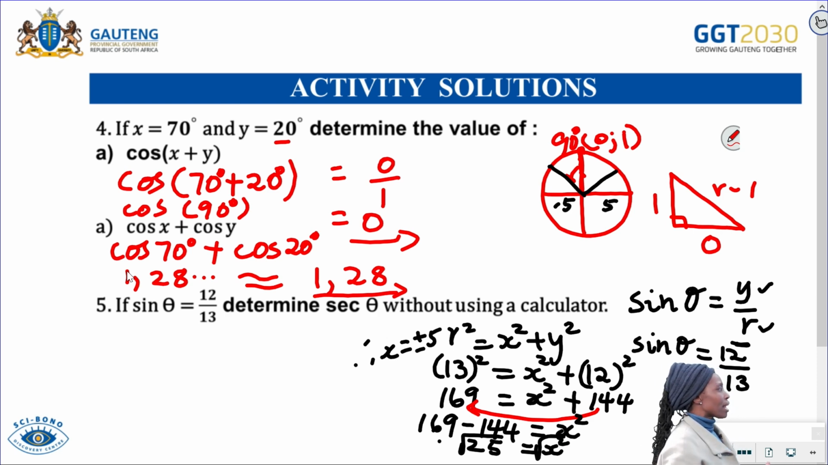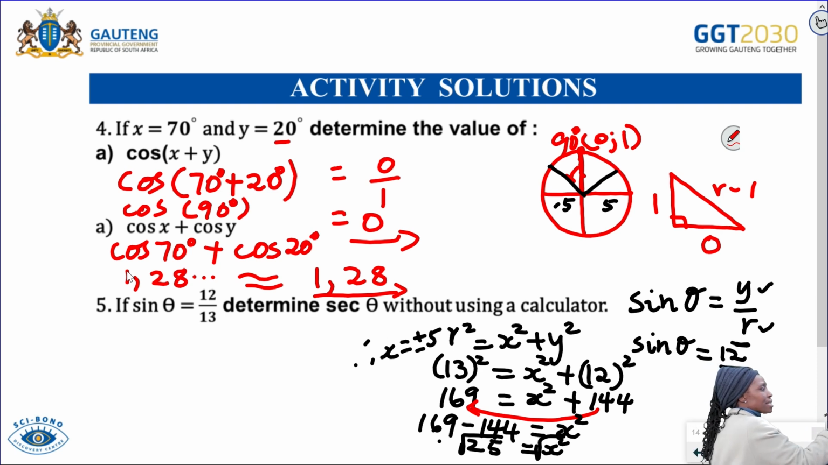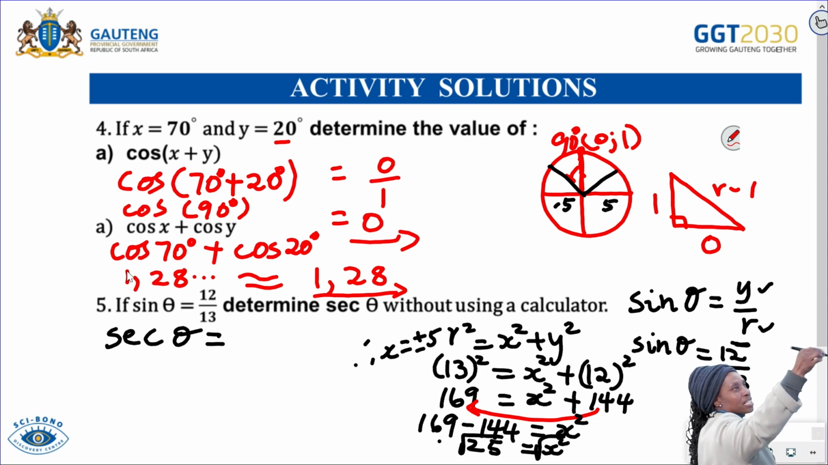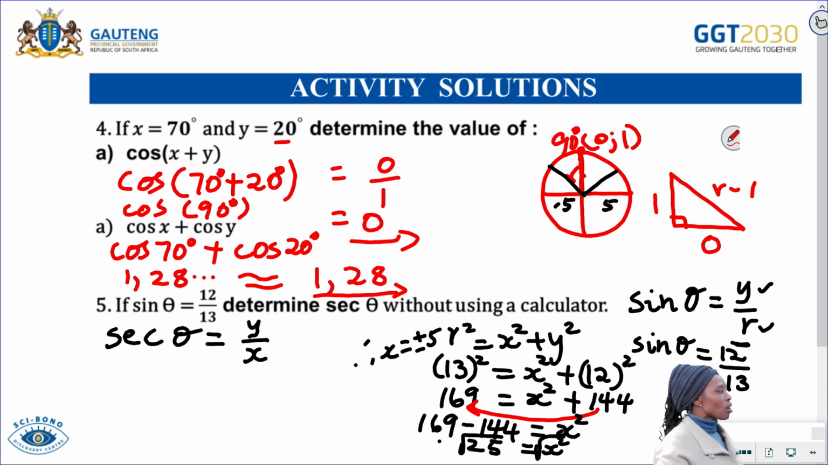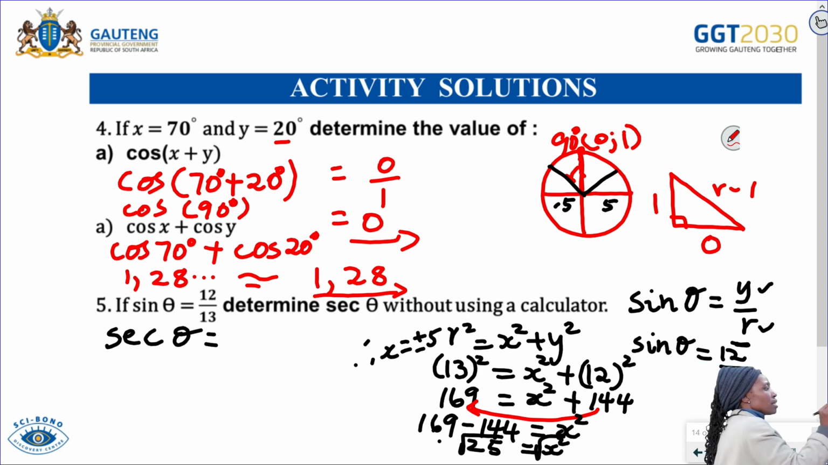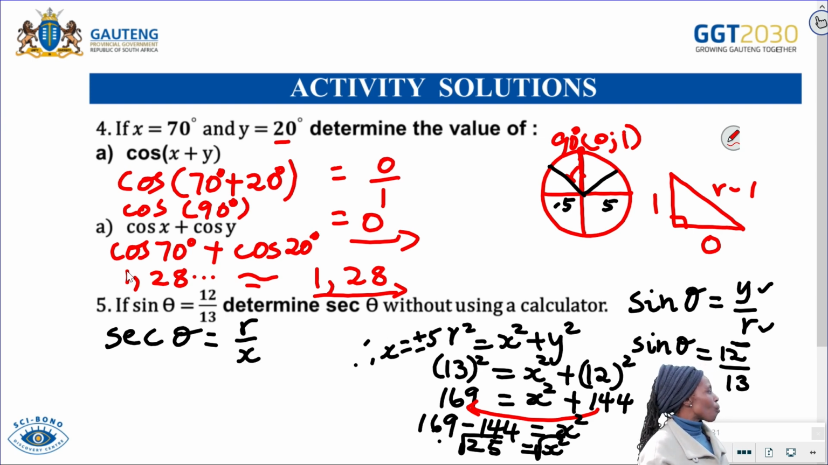You can be able to calculate your sec. Sec is the reciprocal for what? For cos. So my sec theta will be, remember, sec is the reciprocal for cos. It's 1 over cos. As you know that cos is x over r, my sec will be r over x. And I go back to my triangle that I have drawn there, and I have my sec.